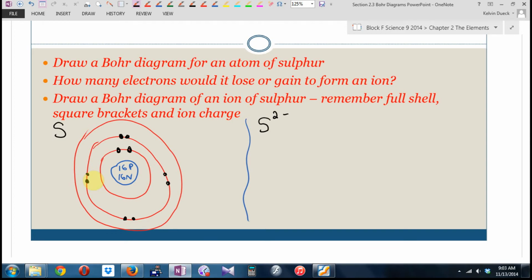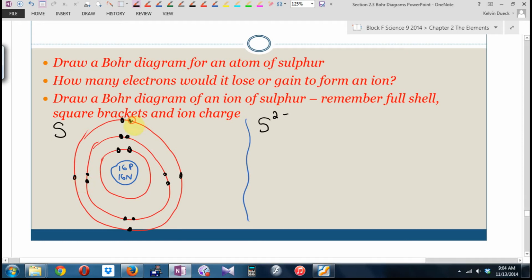How many electrons in its outer shell, its valence shell? 6? Count straight across. Is it 6? Yes. So it's going to be 1, 2, 3, 4. How many more do I need to do? 2 more. Pair them anywhere you want to.